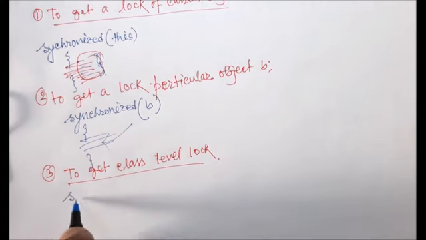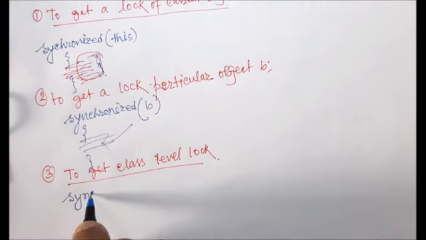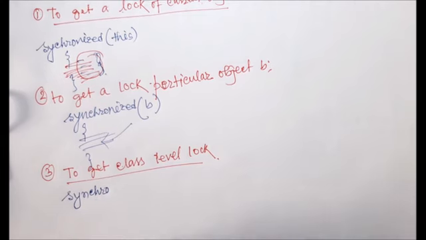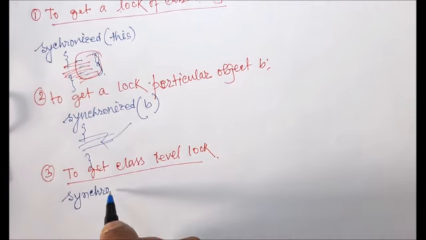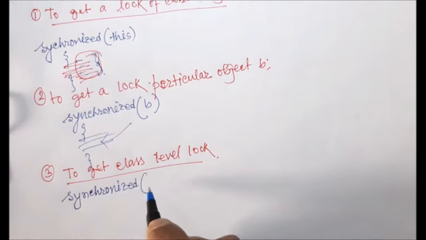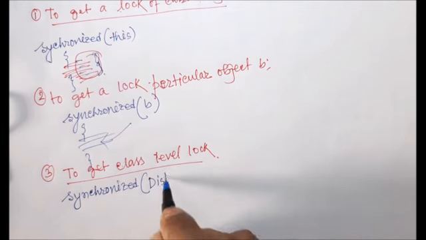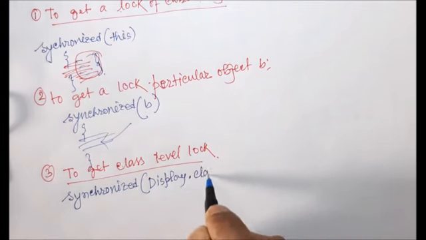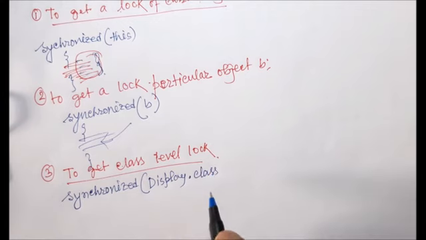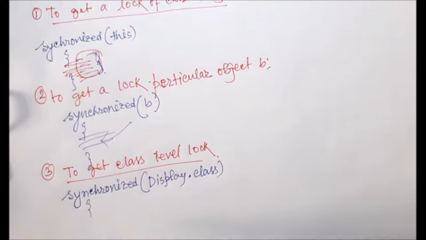We have to write synchronized. What do I need to do? We need to do the synchronized block. Okay, synchronized, then we have to write the class name. For example, here in this example, Display is my class name. So Display.class, right? Then the synchronized block. So any thread that wants to get a class level lock.